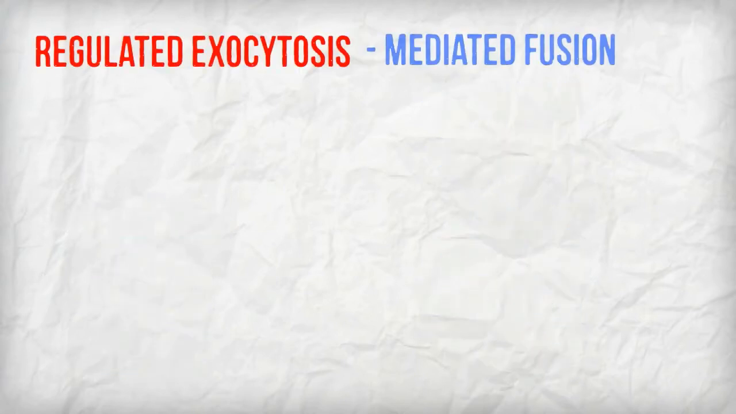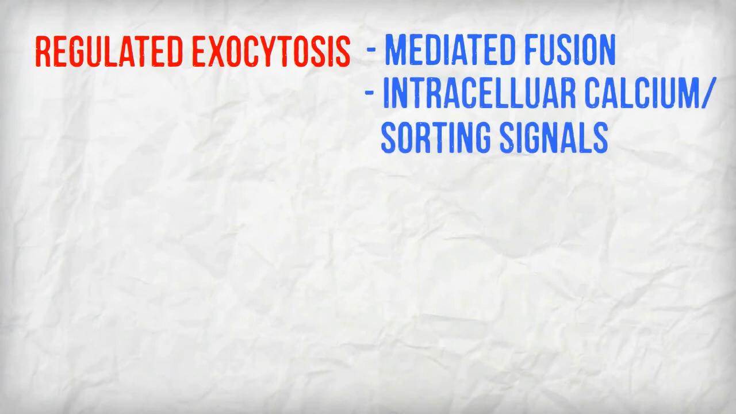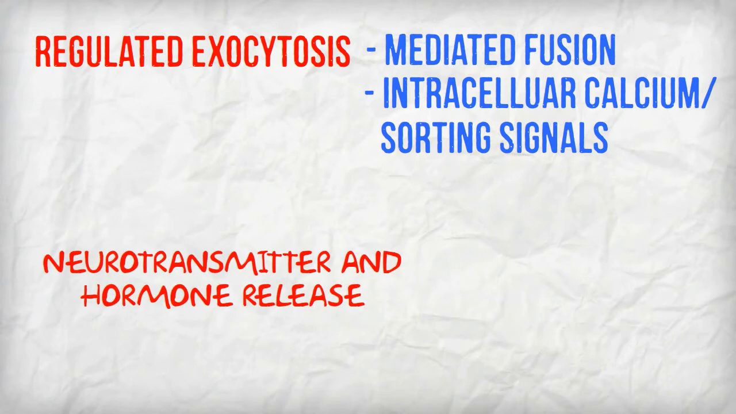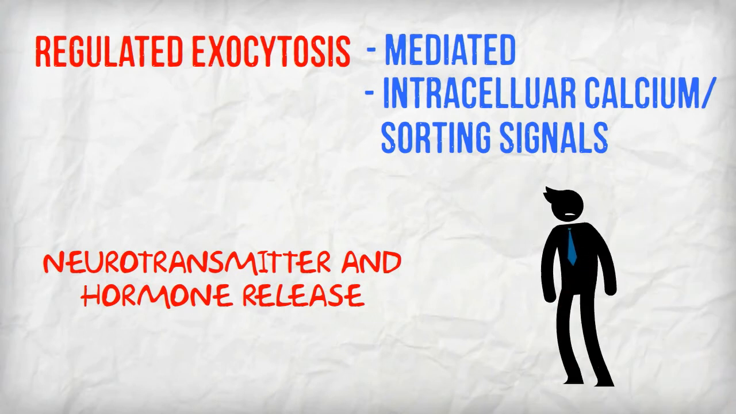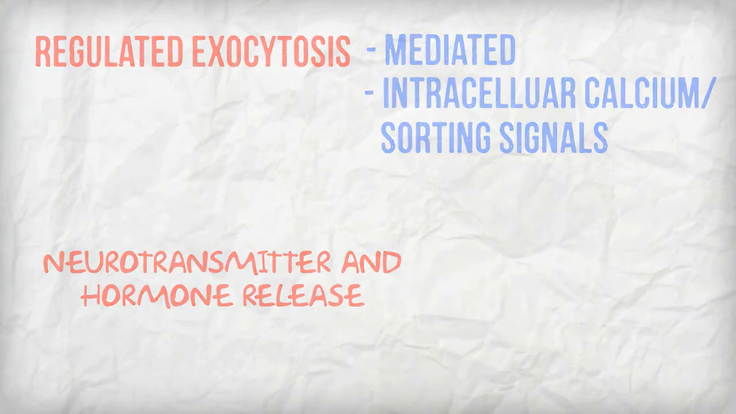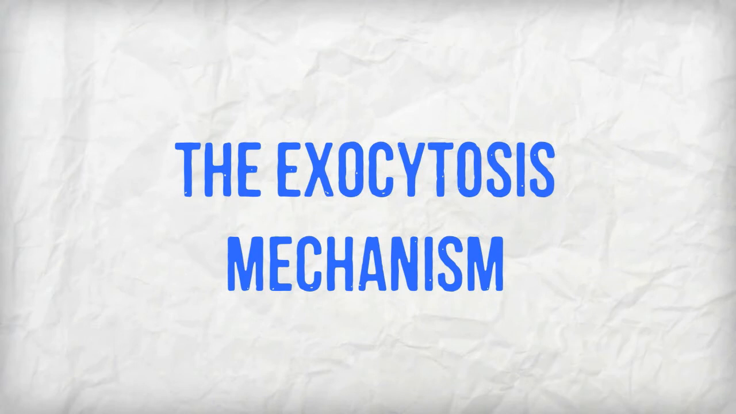Regulated exocytosis is mediated, requiring specific stimulation, intracellular calcium, and sorting signals before fusion and contents discharge can occur. This regulation is necessary and pivotal in the release of specific hormones and neurotransmitters, for instance, unmediated release of such substances potentially leading to serious pathological states. There are 5 general steps to achieve this.